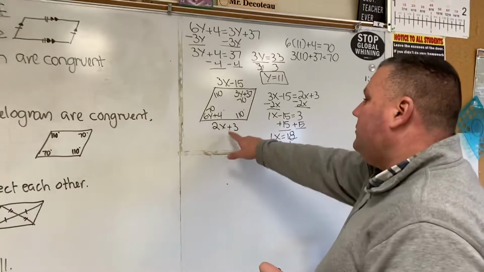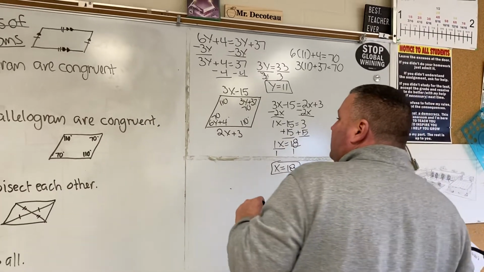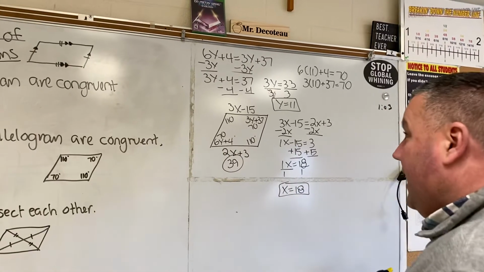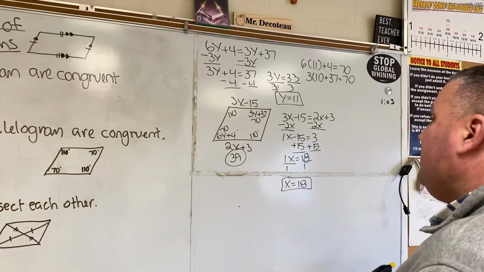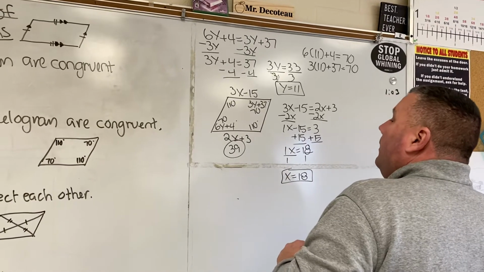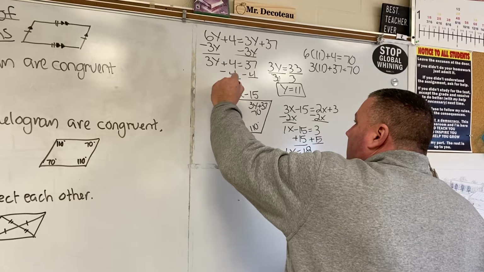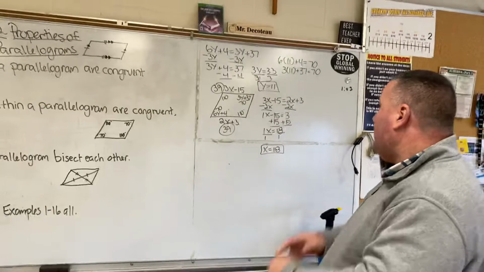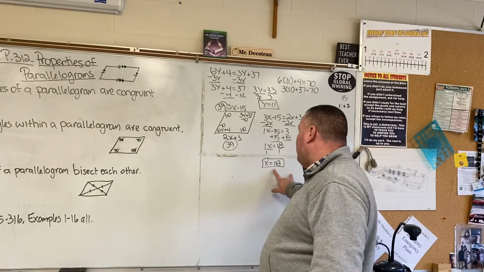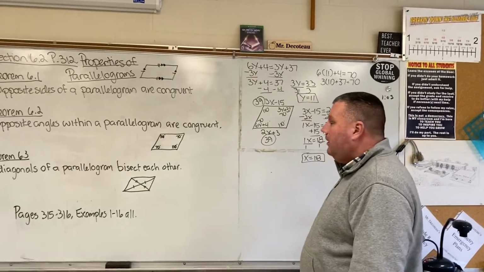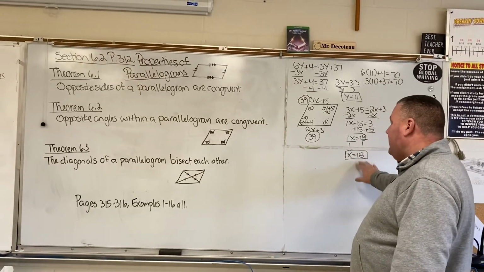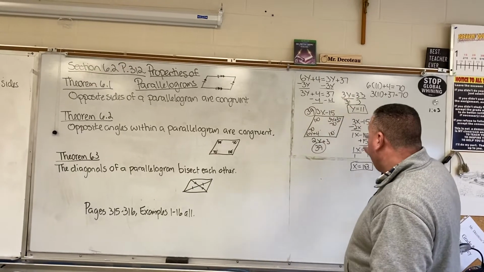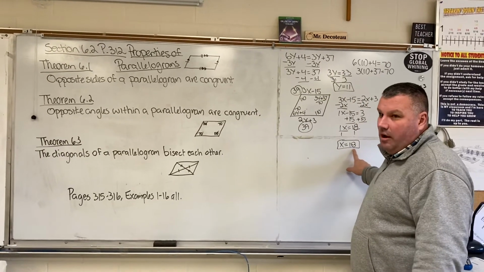So let's plug it in. 2 times 18 is 36 plus 3. This is 39. 3 times 18 is 54, minus 15 is 39. So don't be afraid to write these equations out and solve them. Very important once you get your value of the variable to plug it back in to check your work. It doesn't mean anything if you get x is 18 and you plug it in and the statements you're stating are not true, then what you solved for is wrong.